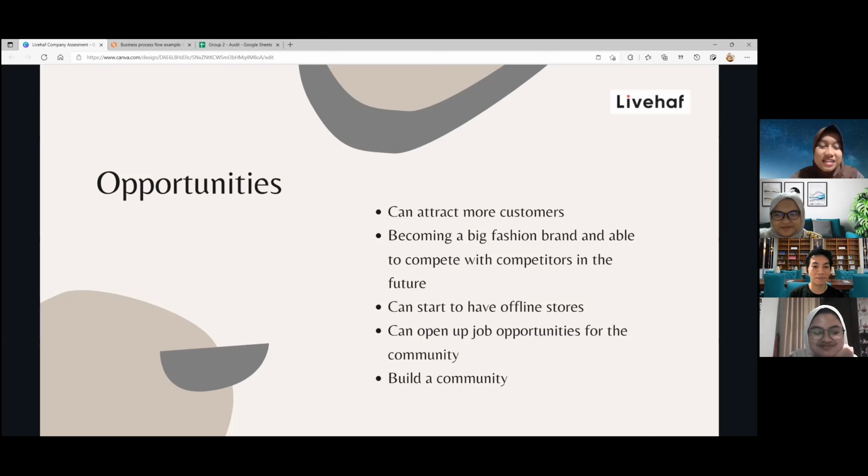Next one is building a community, because a great brand usually has a community of loyal fans, and they usually engage through Instagram. With this, customers will love to share photos, videos, or testimonials when they are using the brand's products, and it keeps them coming back and bringing their friends with them to buy. That will increase Livehaf's conviction. Next.